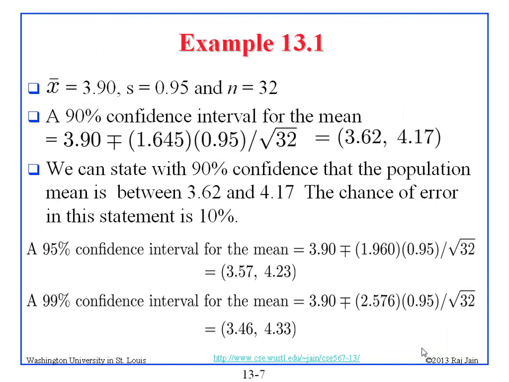So here's an example. Let's say for 32 observations, x bar is 3.90 and s is 0.95, which is the sample standard deviation. So we put that 3.90 plus or minus Z times s upon square root of n, and this is the z value. How did this come about? We go to the book and we have to read, and please open the book if you have, to the table.